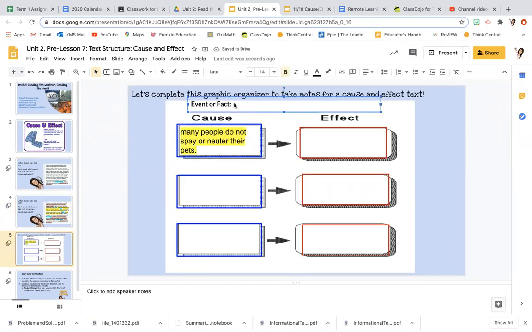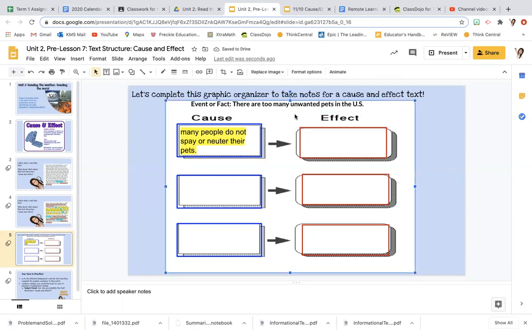Oh, and I also want to put here too, the overarching, the whole event, the main issue is that there's too many unwanted pets. So I wanted to take note of that as well. This is the overarching huge issue. Sometimes I like to think about, well, what's the real issue here that we're dealing with? And then here are the listed causes.